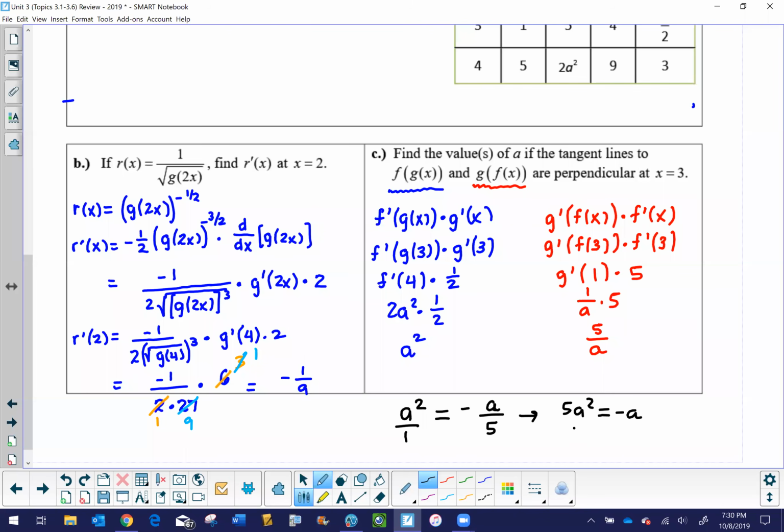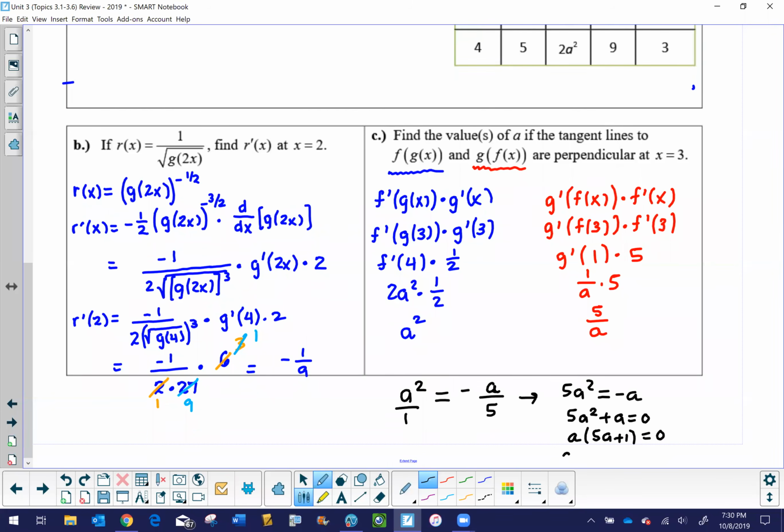And then you could just add the a over, and then you could factor. And then once you factor, you can see that your two values for a would be 0 and negative 1/5. And the question kind of alluded to the fact that there could be more than one value of a. So I feel fairly good that there are two potential answers, and they are correct.